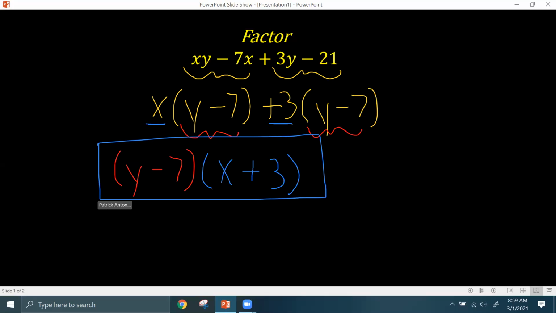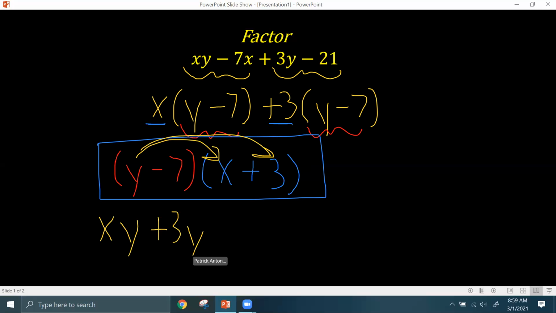And as always, you can check your factoring to see if you did it correctly by distributing or multiplying it back out. Now in this case, since I have a binomial times a binomial, I can use the FOIL method to check it. If I do the firsts, y times x is just xy. The outers give me plus 3y. The inners give me negative 7x. And the lasts give me negative 21.